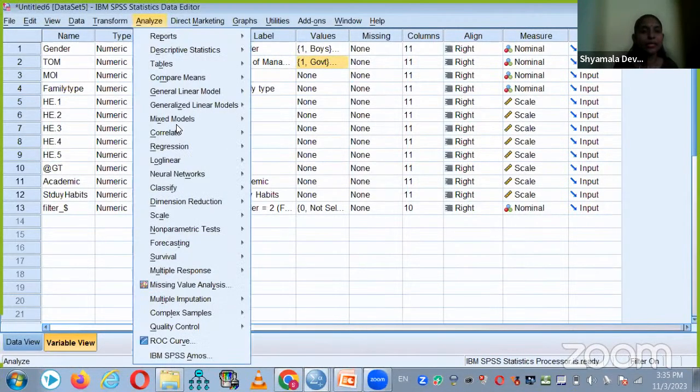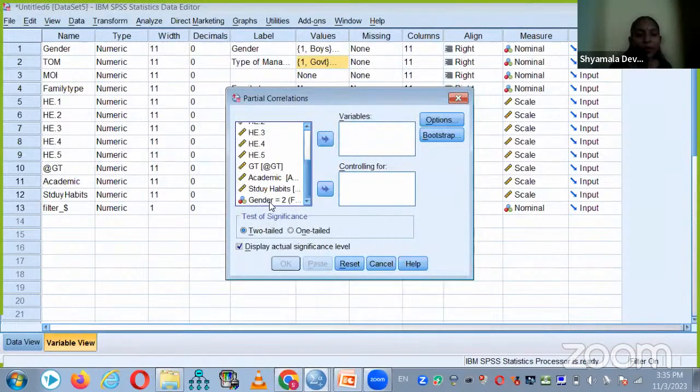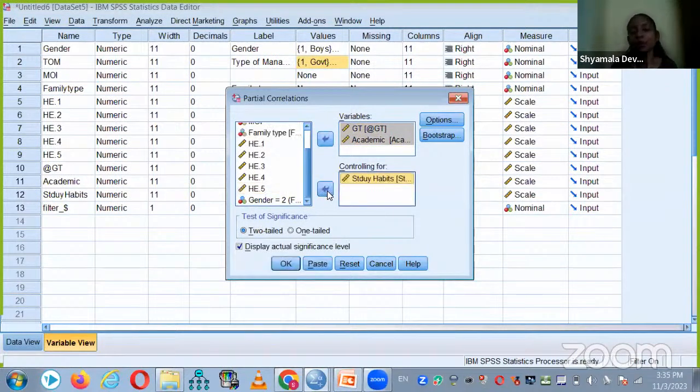So analyze correlation. Now we have to move to partial correlation. Previous analysis we did with the help of bivariate correlation, and now we are going to partial correlation. So correlate and check with partial. Here I'm going to find the correlation between home environment and academic achievement. I'm going to shift that to the variable column, and I'm going to partial out or control the study habits. So just shift the study habits to the controlling for column.